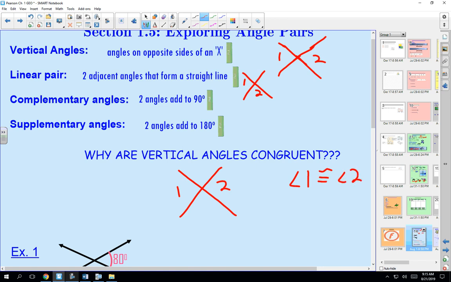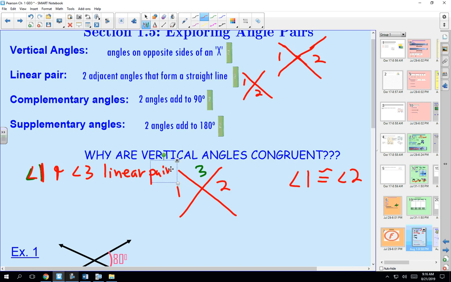And here's the idea. We're going to use the idea of a linear pair and supplementary angles to prove that. So I'm going to place in here an angle 3 that is going to be paired with 1 and then paired with 2. So here's my plausibility argument. When you do a proof, you don't want to use the theorem to do the proof. So the theorem we're trying to prove is that vertical angles are always congruent. Here's why. Would you agree that angle 1 and angle 3 are a linear pair?